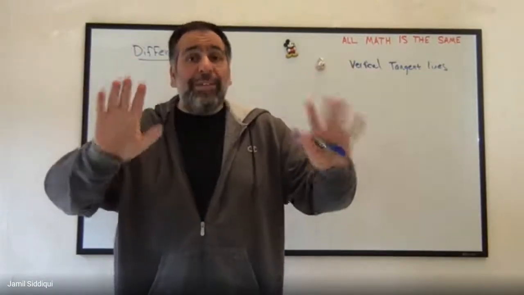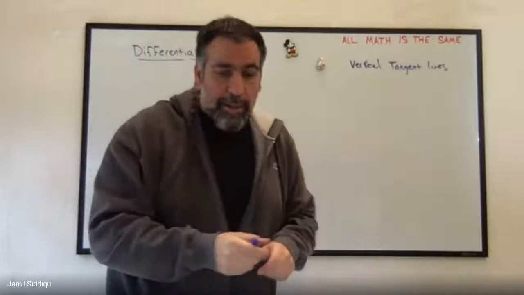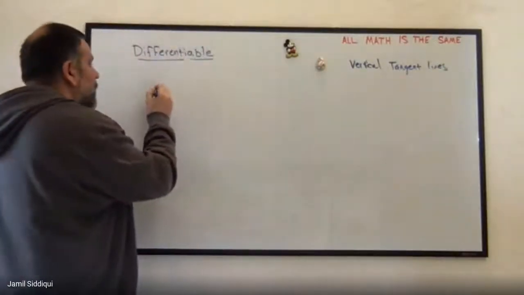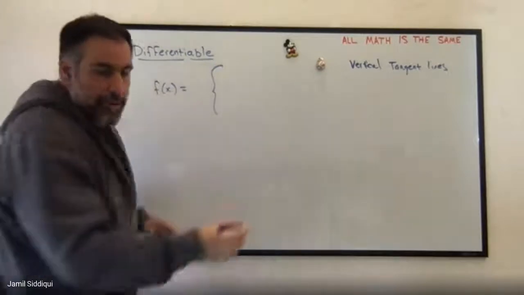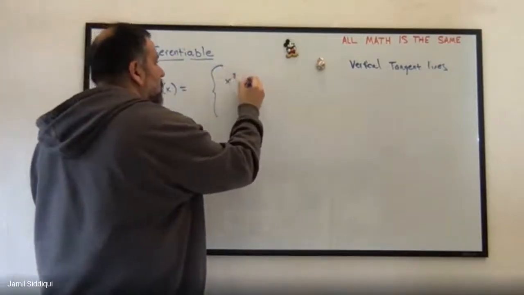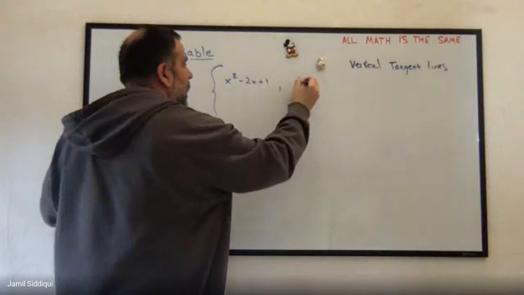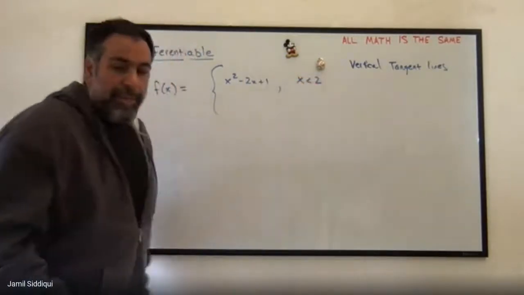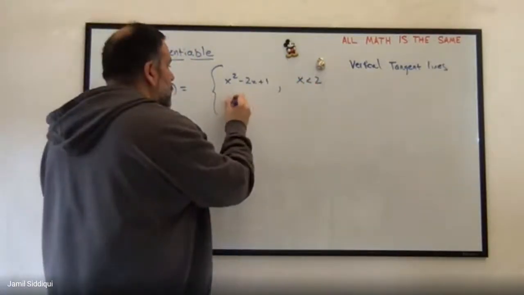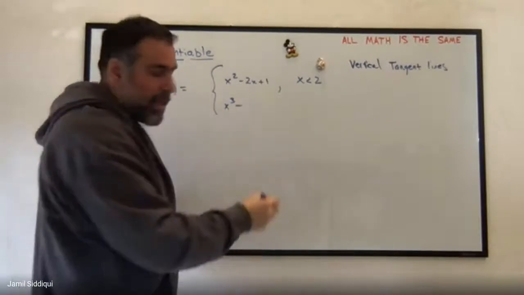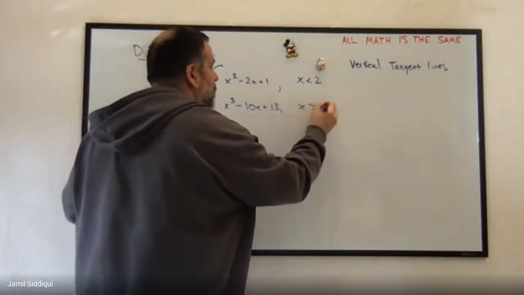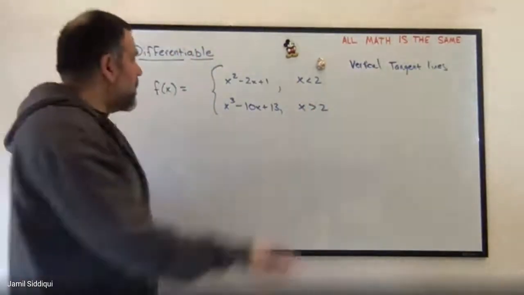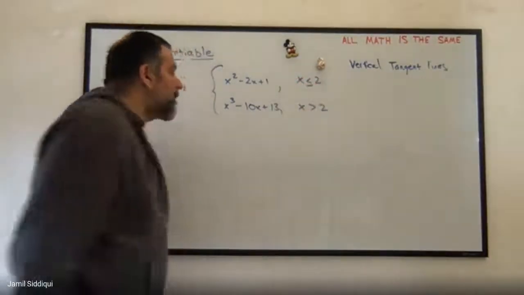And that means we've got to check to see if they match up. Let's take a look. What happens if we're given the function f of x equals, and we're going to do x squared minus 2x plus 1 when x is less than 2, and then we're going to do x cubed minus 10x plus 13 when x is greater than 2. So let's put the equal sign on the first one.